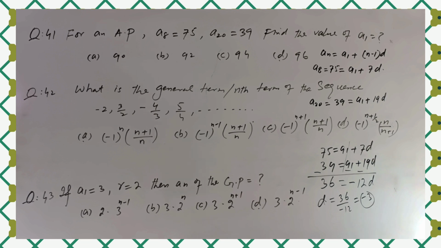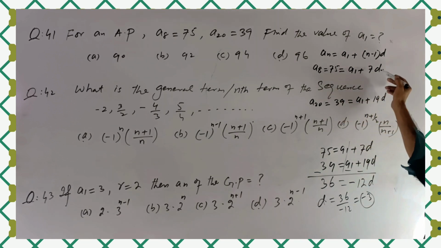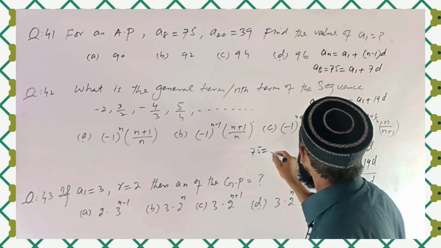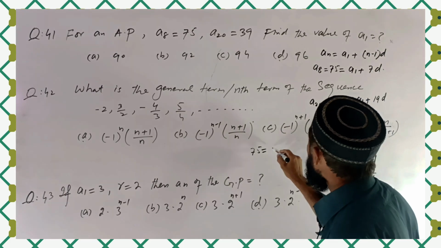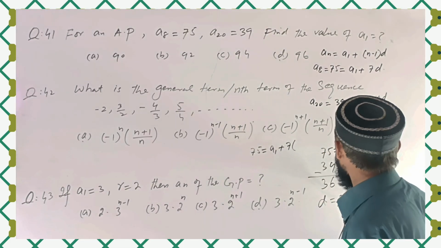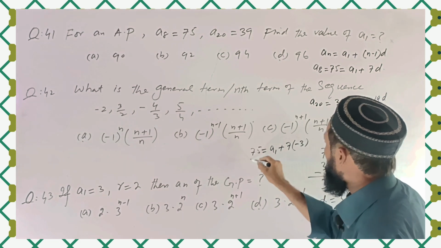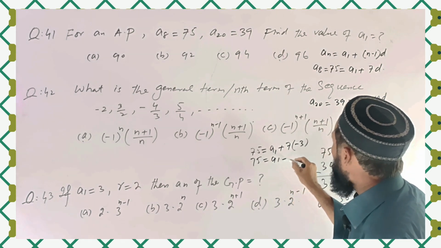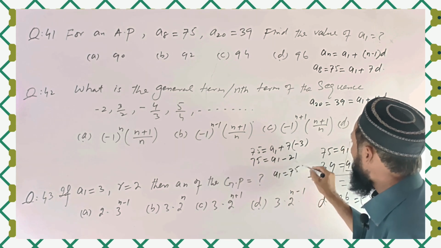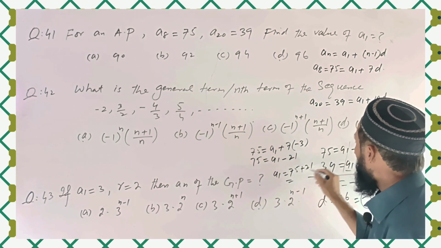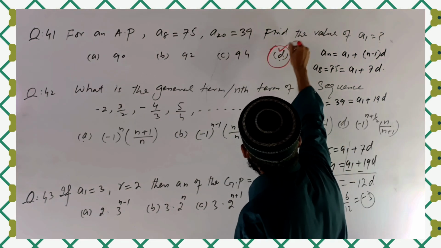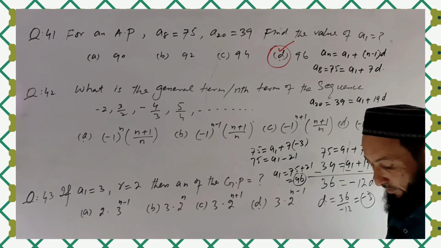If we put this result in equation number one, we will get 75 is equal to A1 plus 7d, where d is equal to minus 3. So 75 is equal to A1 minus 21. If we move this term, we will get 75 plus 21. We get 96. So that is the correct answer in this question.